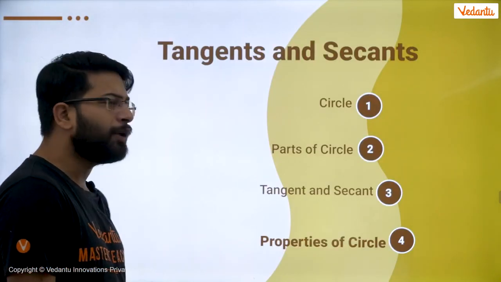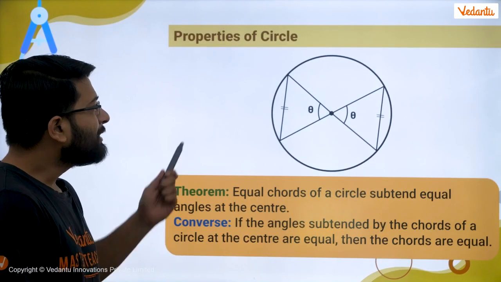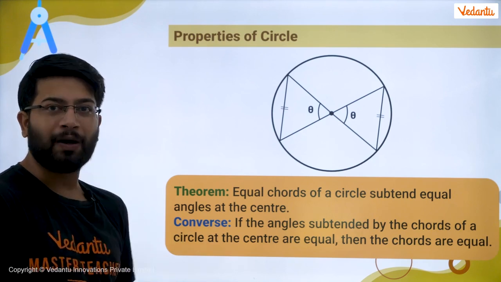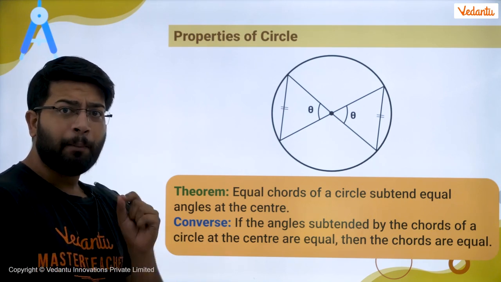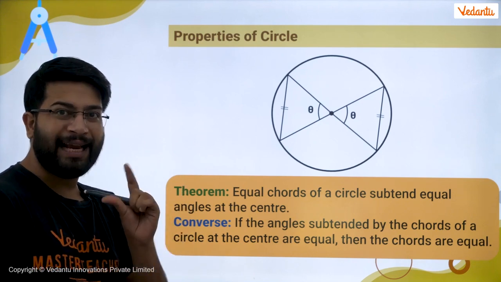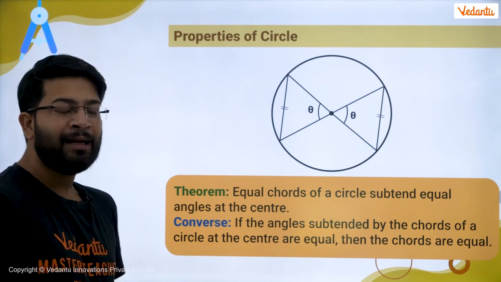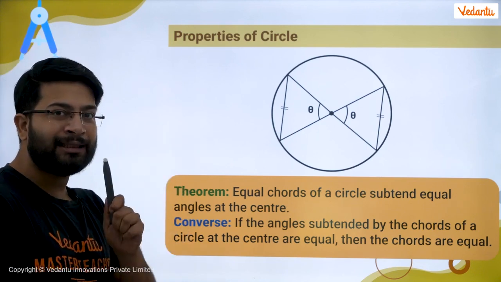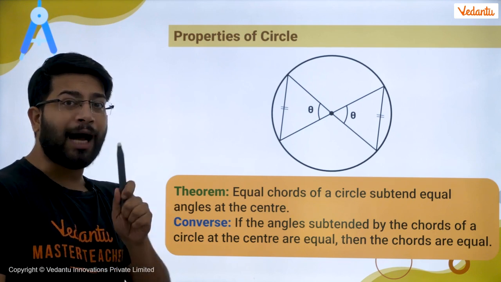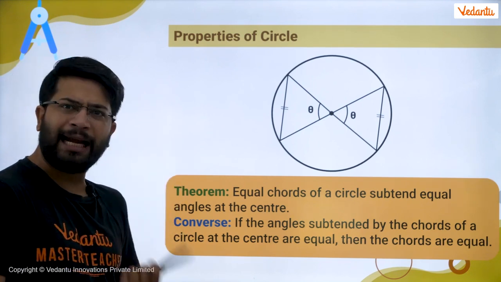Now champ, let's move on to some very important properties of the circle. The first one is, let's say inside a circle, we have 2 different chords, but of the same length. If we have 2 chords of the same length, then champ, both the chords will subtend the same angle at the center. It does not matter what the location is. If 2 chords are the same in length, they will subtend the same angle at the center.